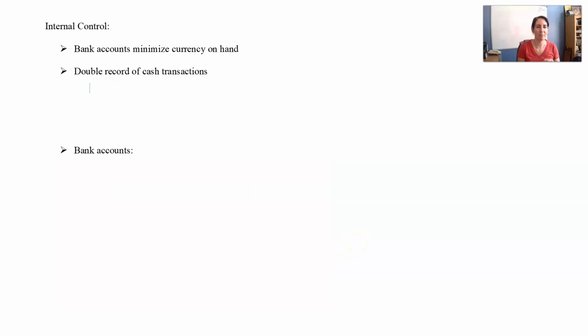Okay. Some internal controls for banks, right? Minimize the currency on hand. Double record of cash transactions. Okay, so what that means, and this is going to segue into our main numbers calculations for this chapter, is a bank reconciliation. If you are the staff accountant, you are going to have to reconcile what the bank says with what your ledgers say every single day.